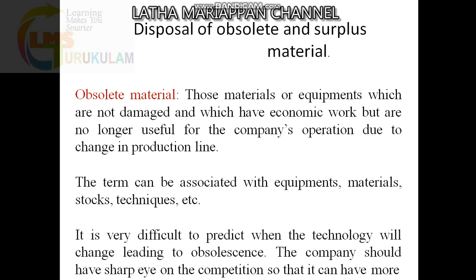You have some raw material, some material, some equipment. It is not damaged, it is working in good condition, but you are not able to use it for your company operation. Maybe the company production line has changed, or some lockdown, some ban, some strike, or some unforeseen situation has happened. By that time you are not able to use that material, and it is called obsolete material.